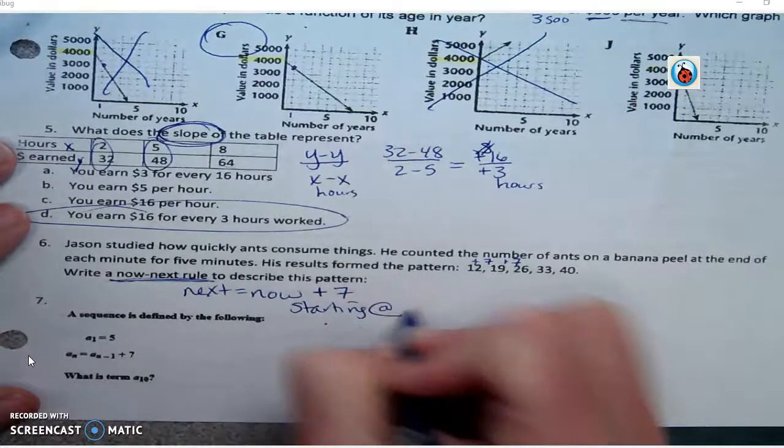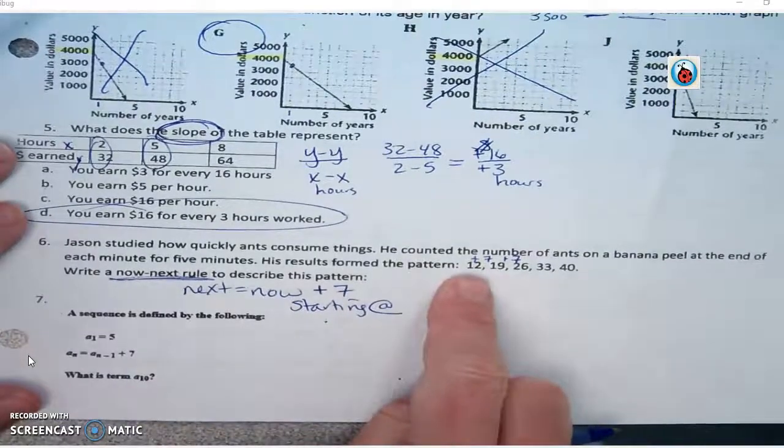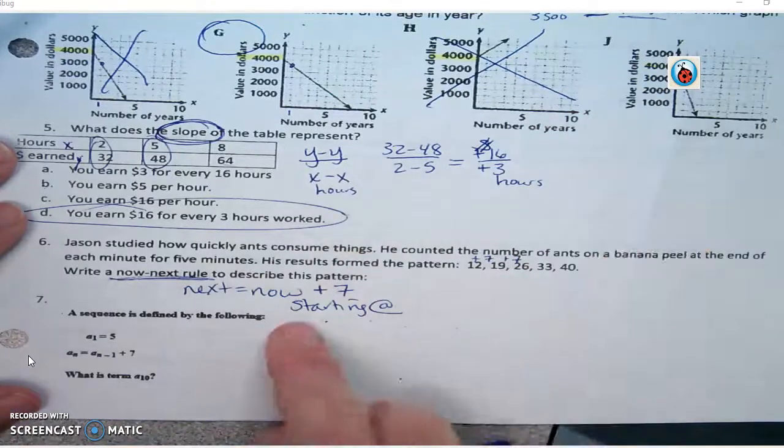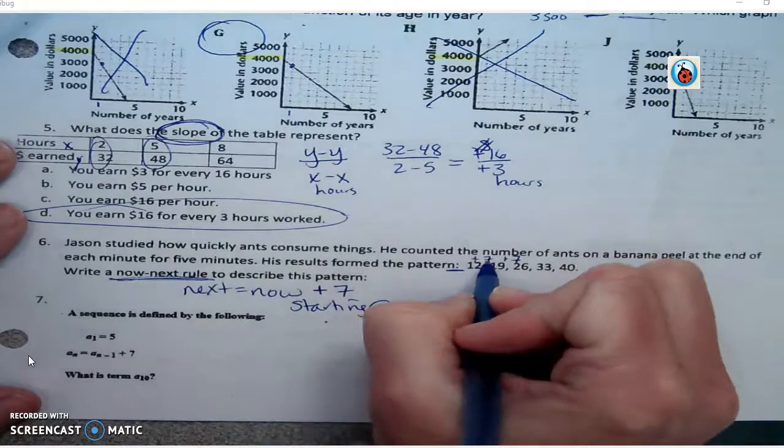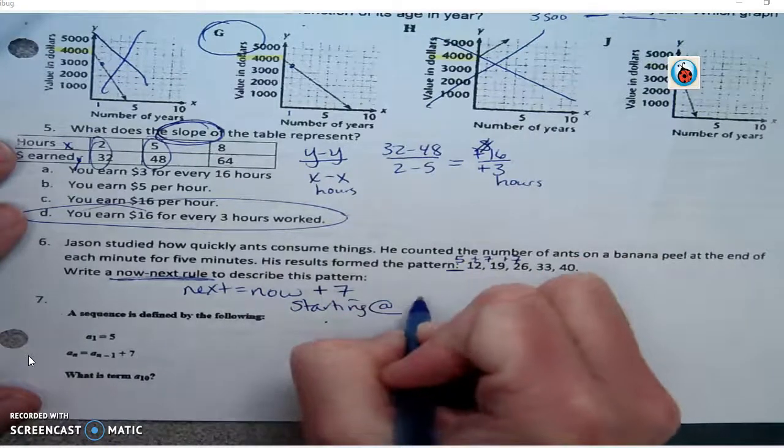Starting at 12 is not your starting value. 12 is the first term. Your starting value is your 0 term, so you have to go back a spot. Instead of adding 7, you would subtract 7, which starts at 5.